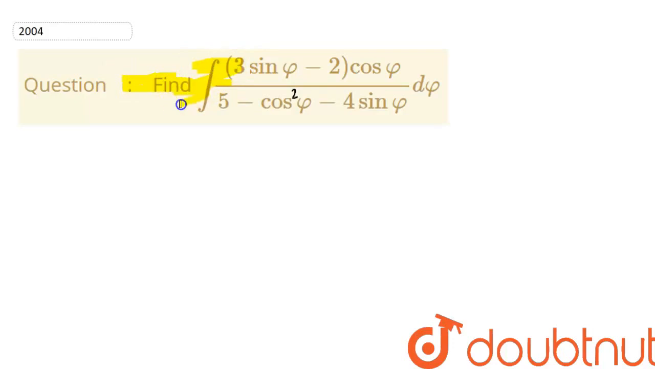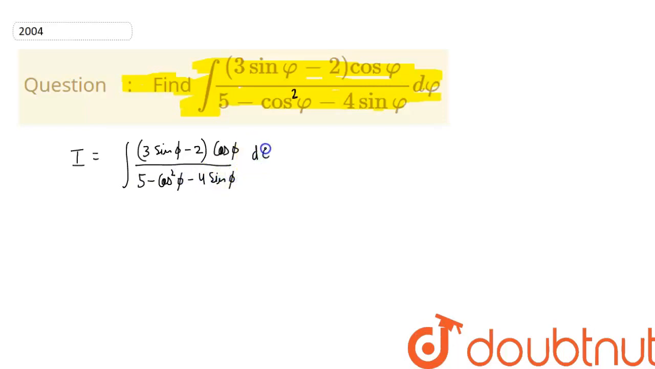So here we are given the integral of, in the numerator we have (3 sin phi minus 2) whole times the cosine of phi, and this is whole divided by, in the denominator we have 5 minus cos square phi minus 4 times sin phi, and this integration is with respect to phi as given in the question. So now we are going to assume that this value of integral is equal to I.